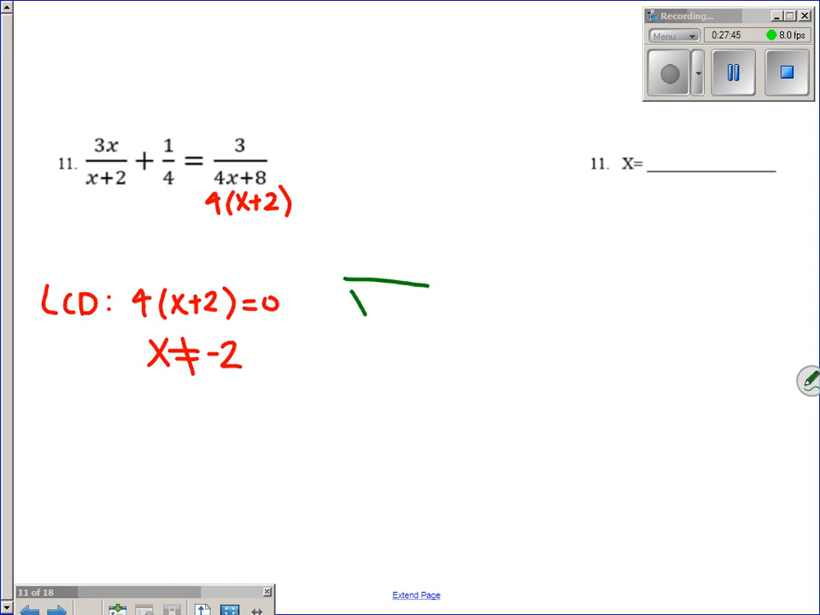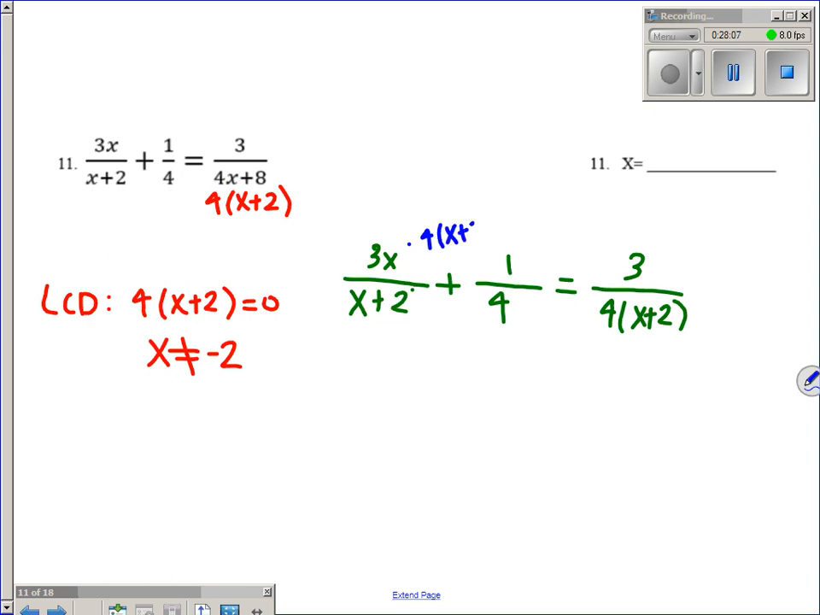I told you guys the easiest way to do this was to multiply all the tops by the LCD. So I'm just rewriting this out real quick. And then I'm going to multiply all the tops by our LCD, which is 4(x plus 2), 4(x plus 2), and 4(x plus 2).